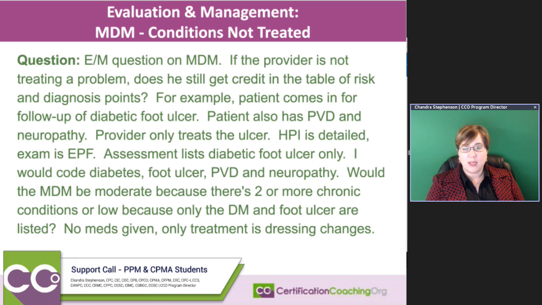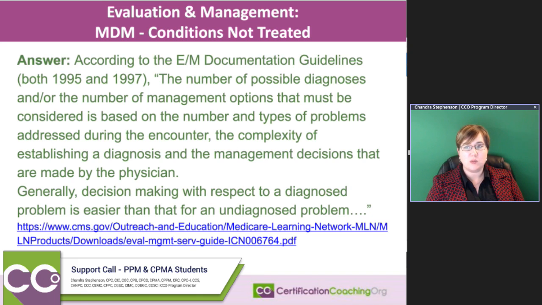And according to the E&M guidelines, when we look at the 95 and 97 guidelines, they say the number of possible diagnoses and/or the number of management options that must be considered is based on the number and types of problems addressed during the encounter, the complexity of establishing a diagnosis, and the management decisions made by the physician. That's when they take into consideration that they give you more credit for a new problem than an already established problem. They give you more credit from a thinking perspective for something that's getting worse than something that's staying stable or improving.